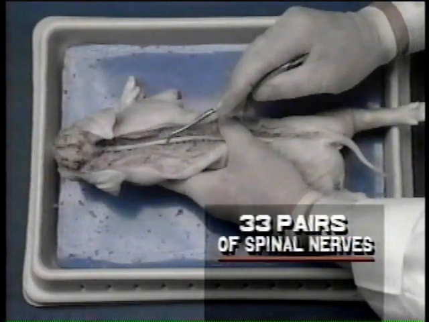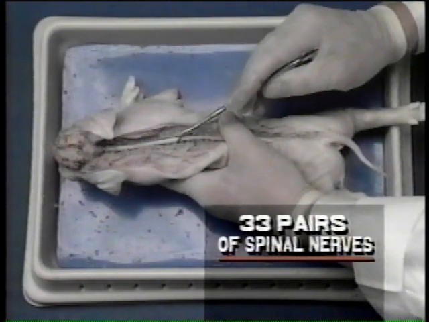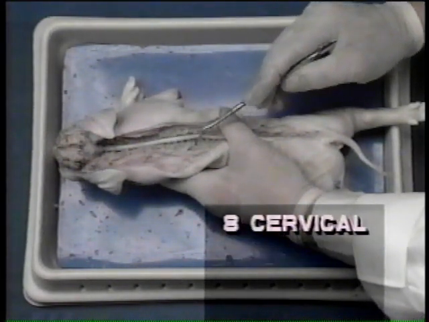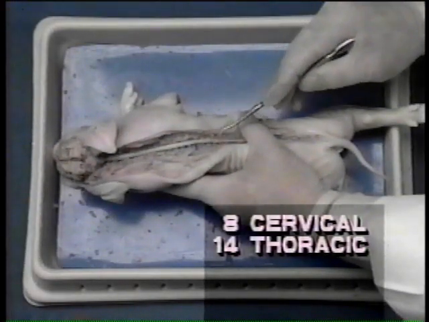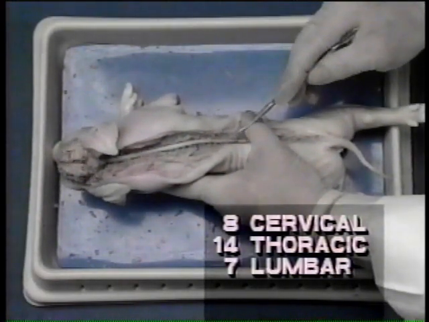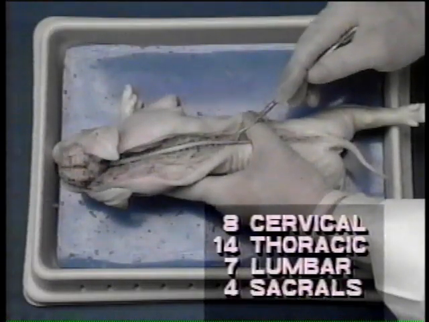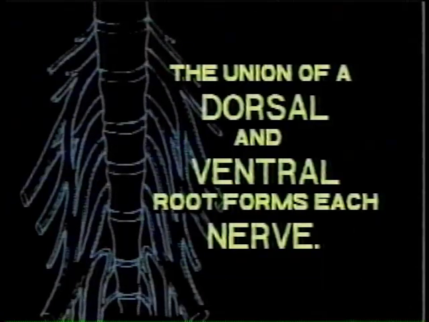33 pairs of spinal nerves are associated with the spinal cord. 8 of these are cervical. 14 are thoracic. 7 are lumbar. And 4 are sacrals. The union of a dorsal and ventral root forms each nerve. This concludes the dissection and observation of the fetal pig.